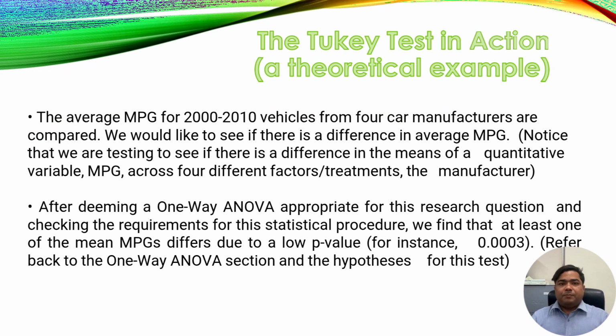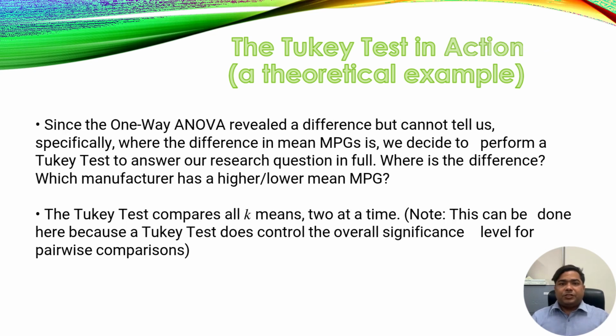We compared the average miles per gallon for 20 vehicles from each of four manufacturers to identify differences in means. A one-way analysis of variance was deemed appropriate, revealing at least one mean miles per gallon differs significantly, indicated by a low p-value of 0.0003. To pinpoint where the differences in mean miles per gallon lie, we perform a Tukey test. This test compares all manufacturer means two at a time while controlling the overall significance level. It helps identify which manufacturer has a higher or lower mean miles per gallon.